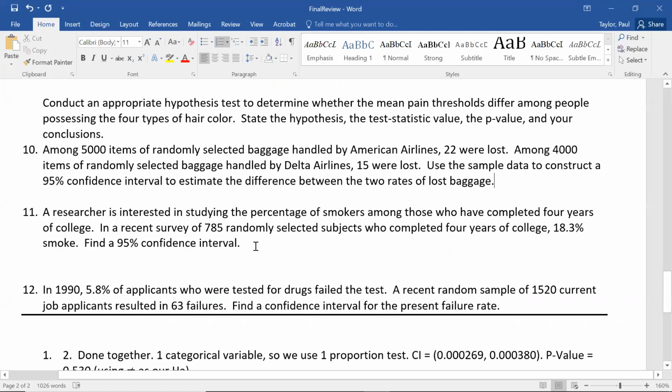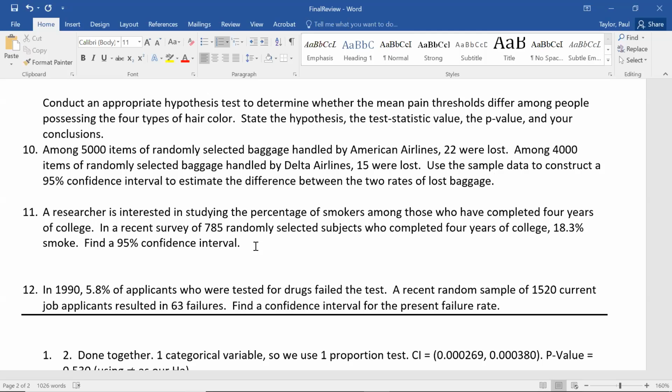All right, number 11. A researcher is interested in studying the percentage of smokers among those who've completed 4 years of college. A recent survey of 785 randomly selected subjects who completed 4 years of college found that 18.3% smoke. Find a 95% confidence interval.